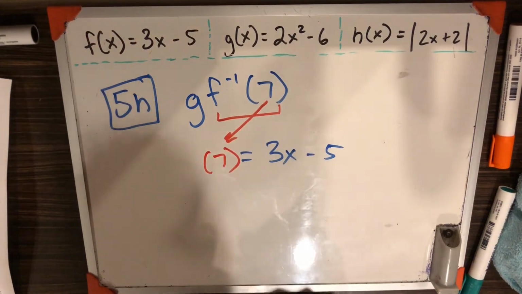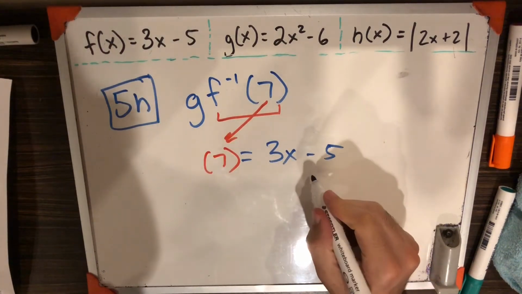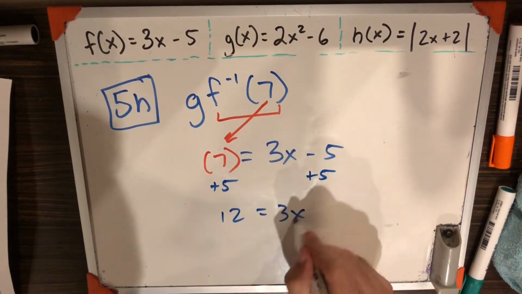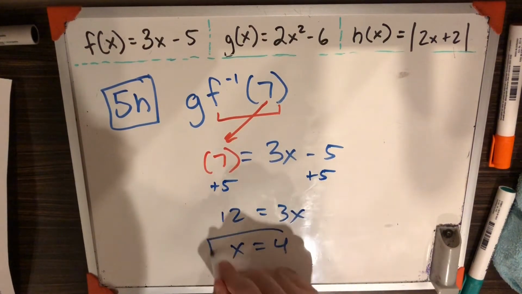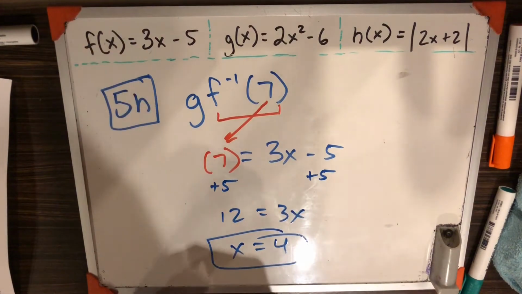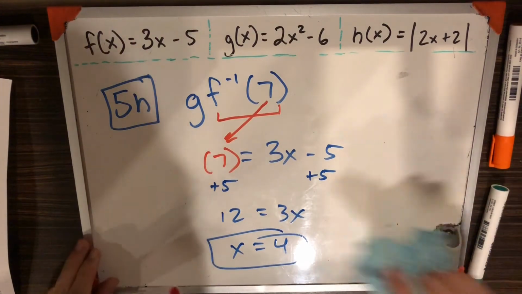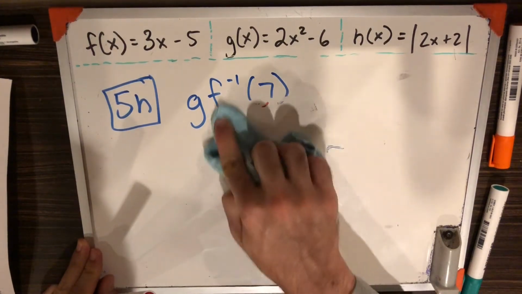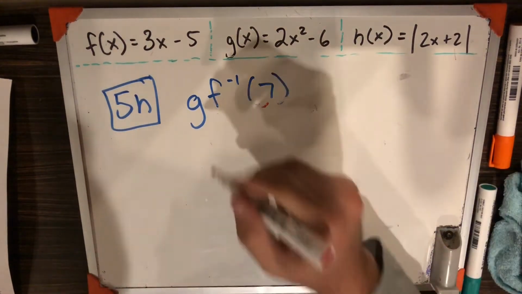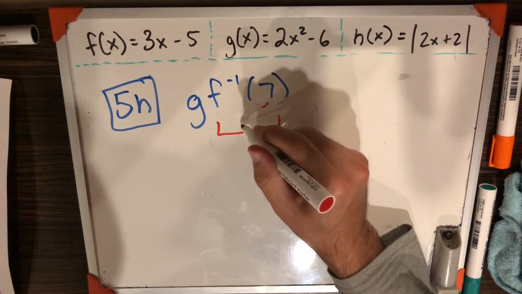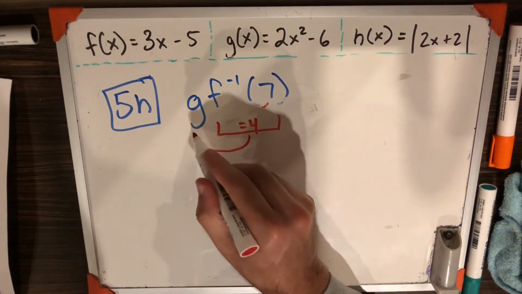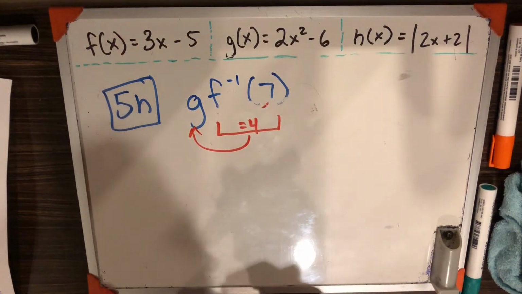Okay, let's find out what our x is in this case. Plus 5, plus 5, 12 is equal to 3x. x ends up being 4. Okay, so I know that f inverse of 7 is equal to 4. Well, what am I doing with 4? I'm plugging that into g, right? I'm working myself inside out.